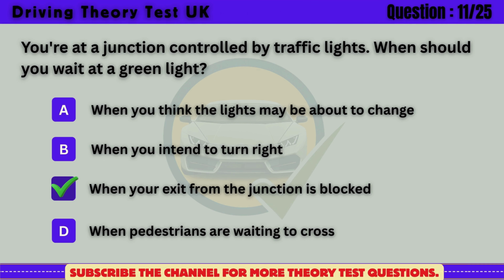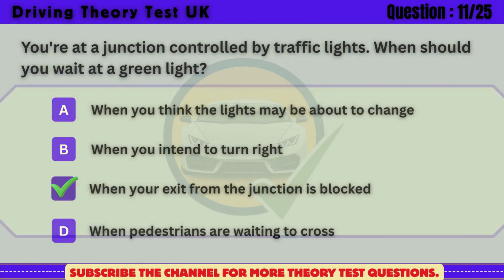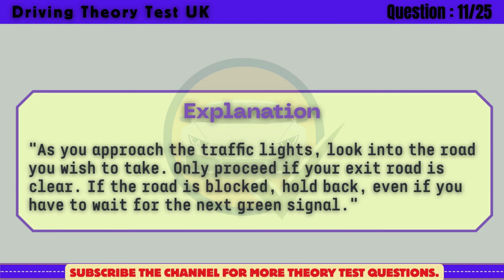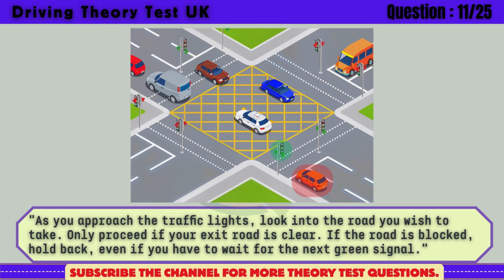Answer was C. When your exit from the junction is blocked. As you approach the traffic lights, look into the road you wish to take. Only proceed if your exit road is clear. If the road is blocked, hold back, even if you have to wait for the next green signal.